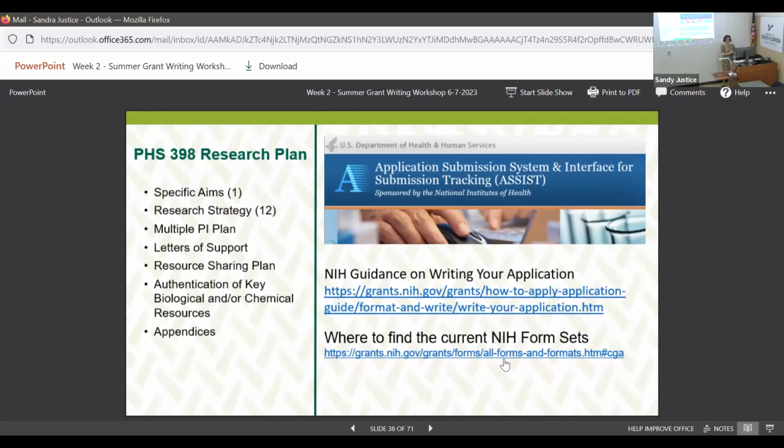So resource sharing plan, your authentication of your key biological or chemical resources, your appendices, these are the things that you're going to want to upload. And they're going to be single documents, PDF in each section.